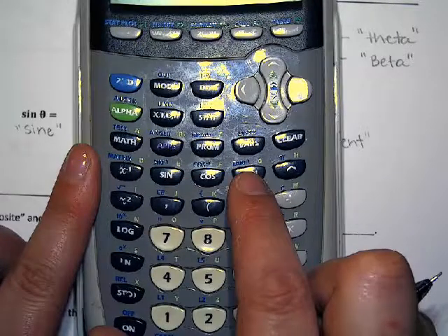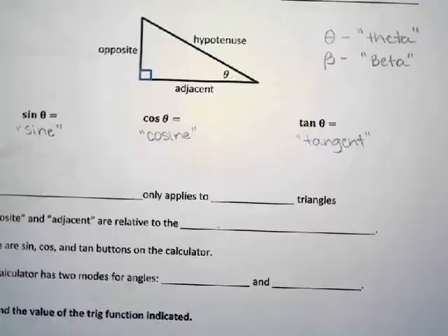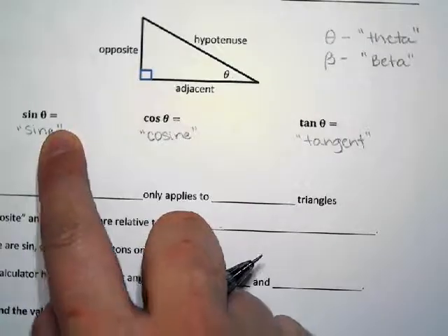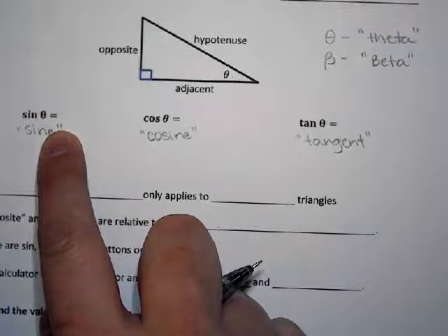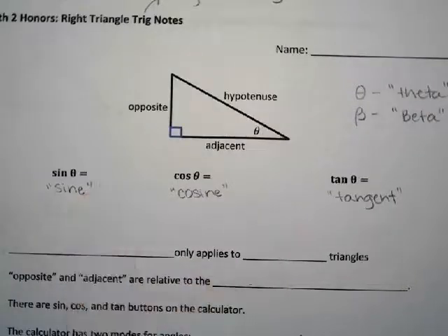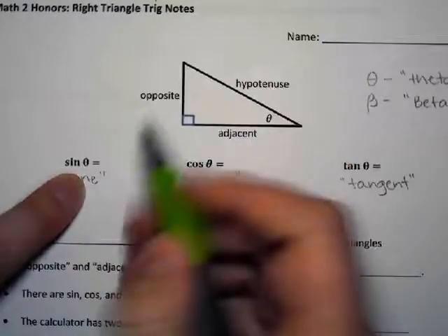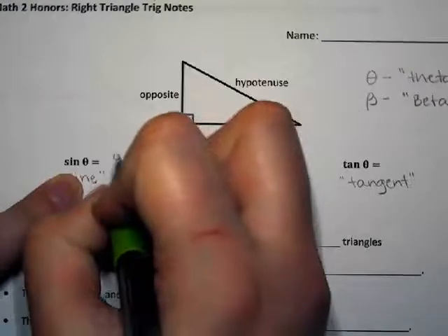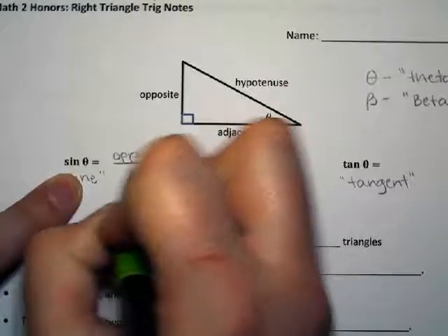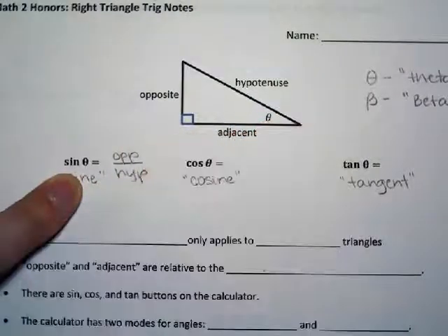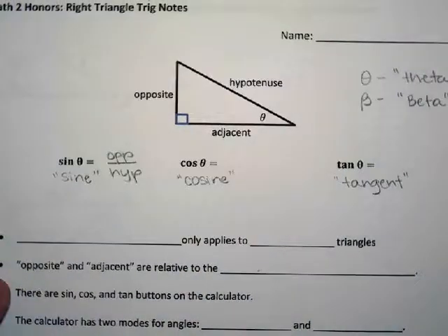We good? Okay. So each of these is a ratio. What's a ratio? A fraction. It's a ratio, and the ratio is comparing two of the sides of the triangle. Okay? So sine compares the opposite over the hypotenuse.